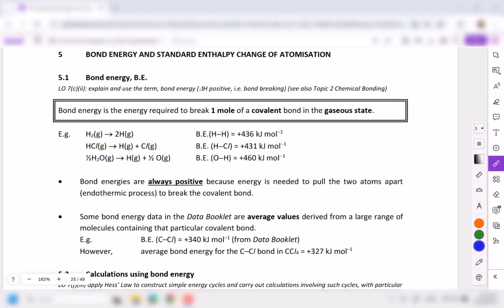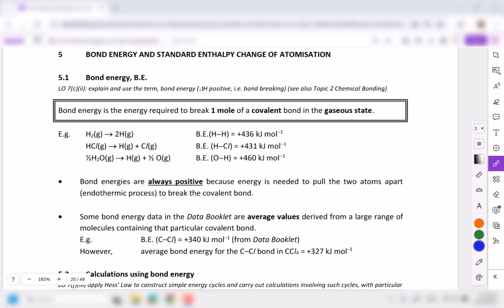Alright folks, next we are going to look at section 5, bond energy and enthalpy change of atomization. We have a definition of bond energy over here. It's the energy required to break one mole of covalent bonds in the gaseous state. This is the textbook definition, or what we give you in the notes, and that is sufficient for H2 Chem. But if you want to be a little bit more explicit or clearer, then we have to highlight that the bond energy is the energy required to homolytically break or overcome one mole of covalent bonds.